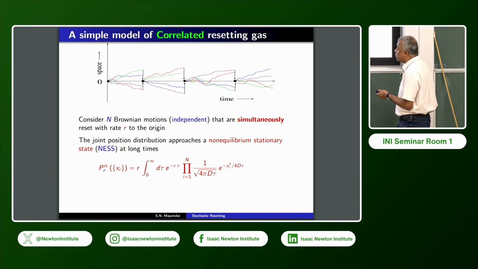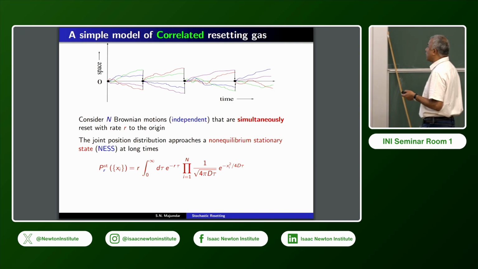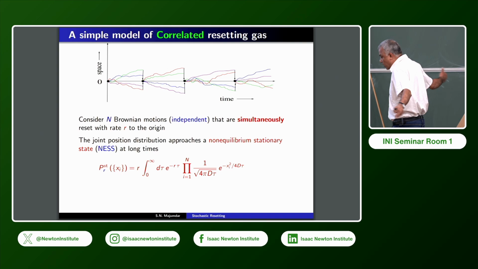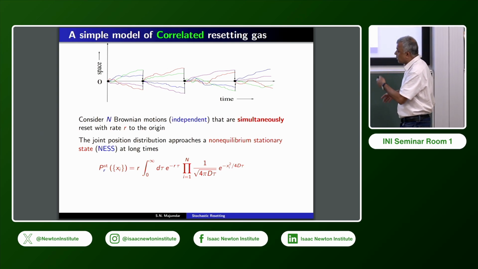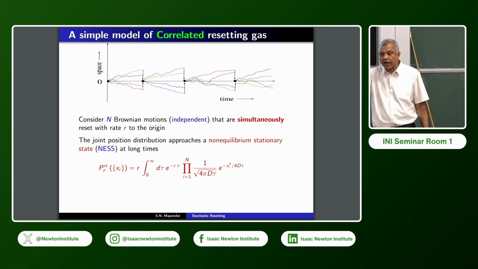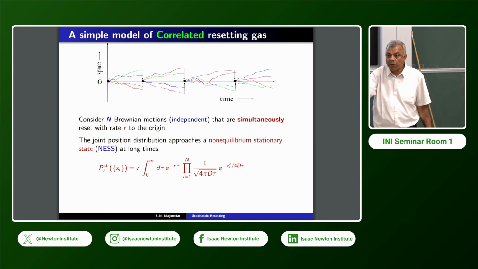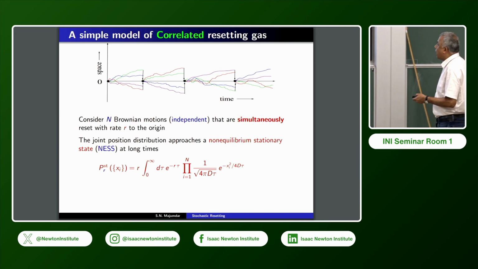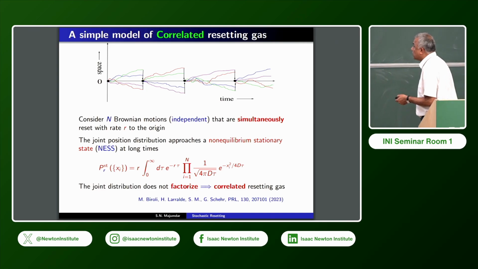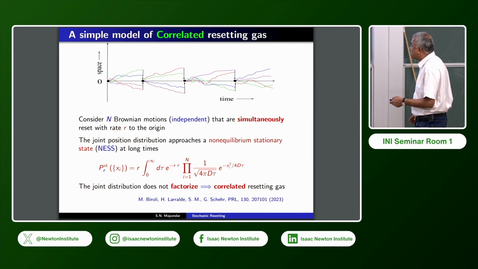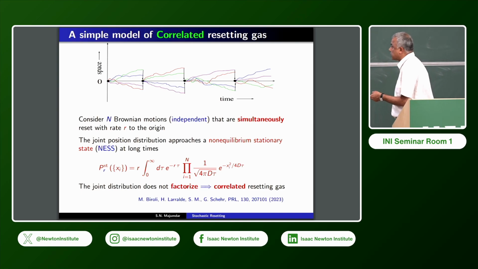So therefore, the joint distribution of the stationary state is not factorizable, which means that there are non-trivial correlations between the particles, and it's easy to understand that these correlations are generated by the simultaneous resetting. It's like, in the seminar room, we all imagine that we are independent, but each of us carries a bell, and when the bell rings, we all have to come back to the seminar room, okay? And if that happens all the time, then you actually get correlated. So this is a kind of correlated resetting gas, if you like. In the stationary state, these are the positions of particles, the point process, and this point process has a non-trivial stationary state, and it does not factorize, okay?